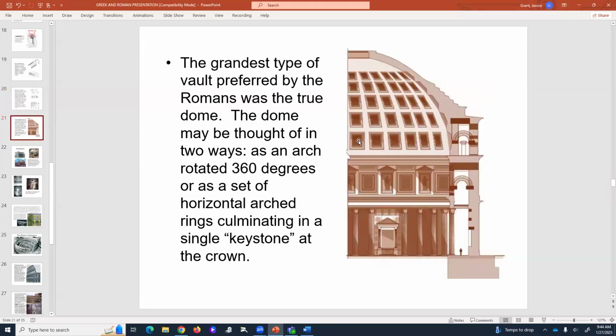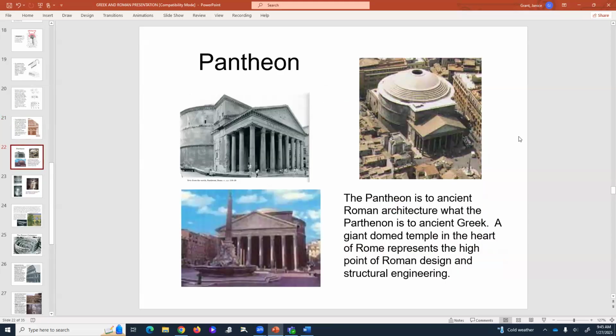So the other main thing that the Romans really perfected was this true dome. The grandest type of vault. It's like a vault, but it goes all the way as a pure sphere right down to the floor. The dome may be thought of in two ways: as an arch rotated 360 degrees, or a set of horizontal arched rings. So the dome is really represented in this Pantheon.